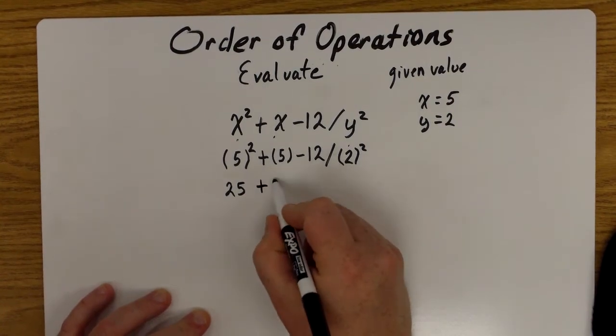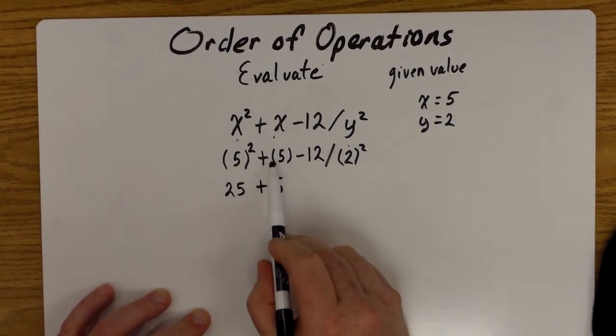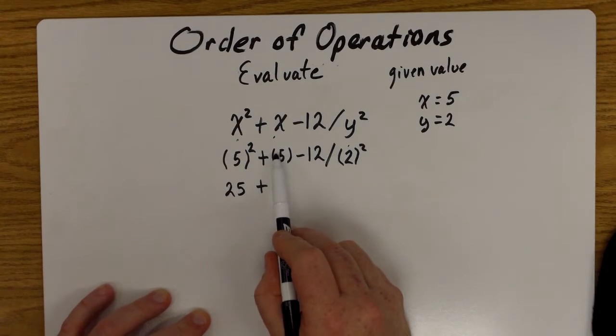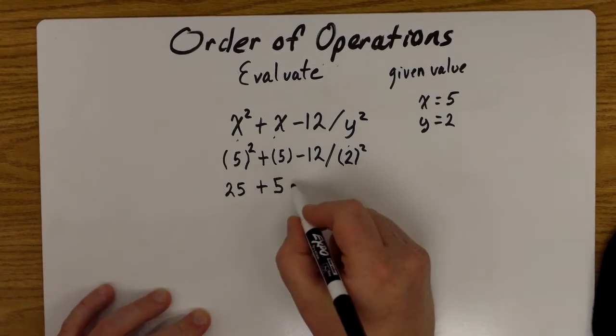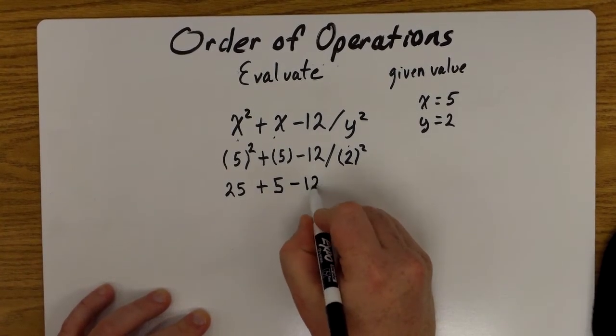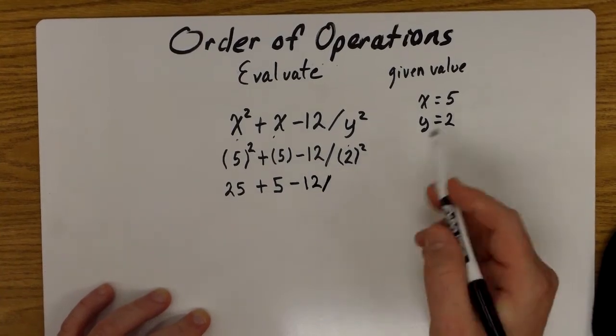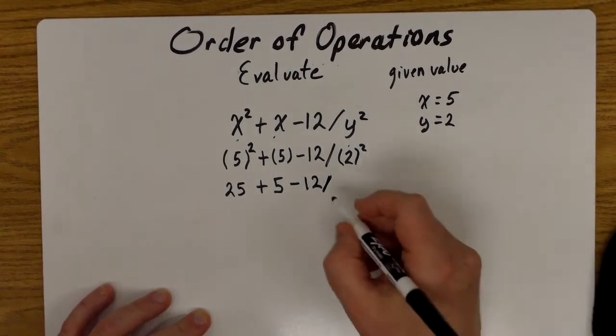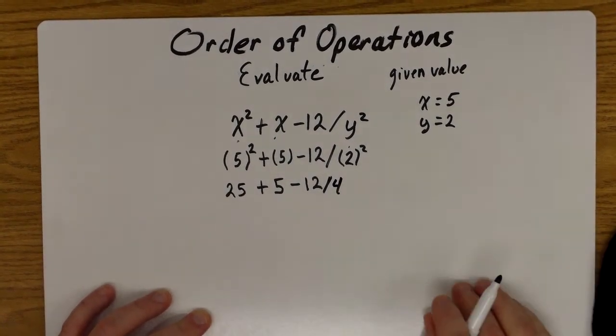plus, and then I'm going to drop my parentheses, 5. That's just because there's nothing there. If this was negative here, I might want to write minus there. Minus 12 divided by 2 to the second power. 2 times 2 is 4.